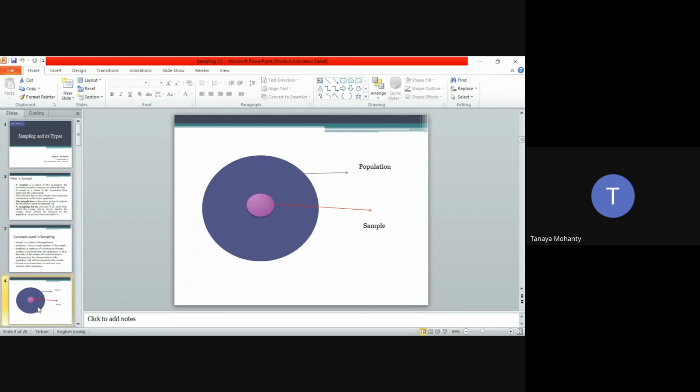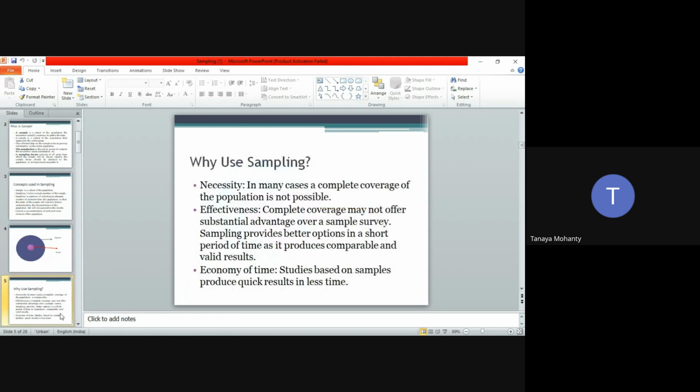So this is a diagrammatic representation of the population of the universe, and you select a small number for your study that constitutes your sample size. So, why is it necessary to use sampling? Firstly, you will see that literally it is not possible to cover the entire population. You neither have that much time.